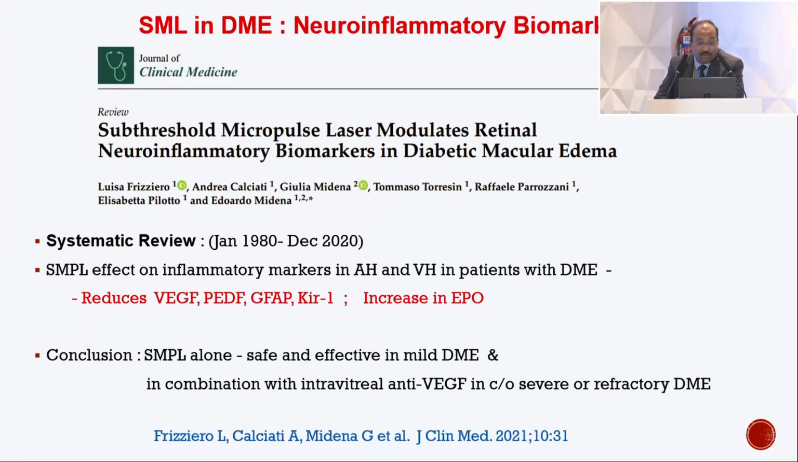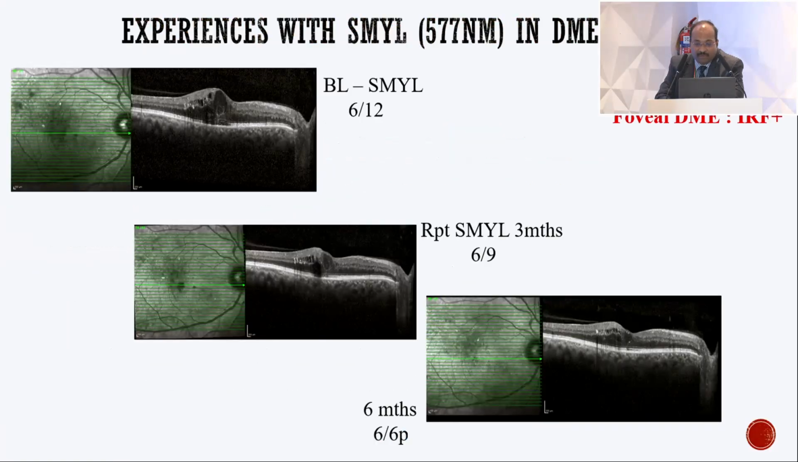Now, Frizziero went further and did a systematic review and looked at the effect of micropulse laser on neuroinflammatory biomarkers, and they found that it reduced VEGF, PEDF, GFAP, glial fibrillary acidic protein, and KIR4.1, and increased EPO. And they also concluded that micropulse alone was safe and effective in mild DME and in combination with intravitreal anti-VEGF, especially in cases of severe or refractory DME. So these are a few experiences. This is a case where the patient has just foveal DME with a bit of intraretinal fluid.